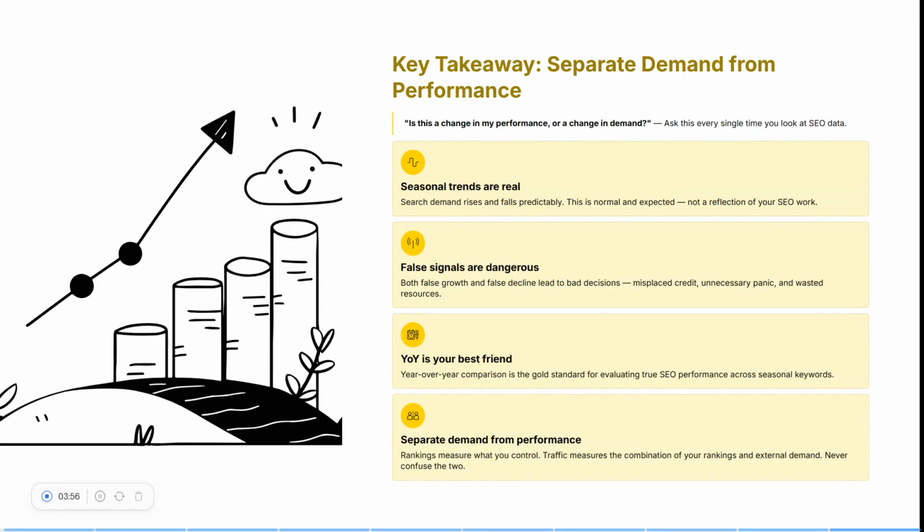Now, the key takeaway here is that SEO data is only meaningful when context is included. Growth isn't always growth and decline isn't always failure. Seasonality can completely distort perception. If you don't account for it, you are not analyzing SEO, you are just reacting to noise.